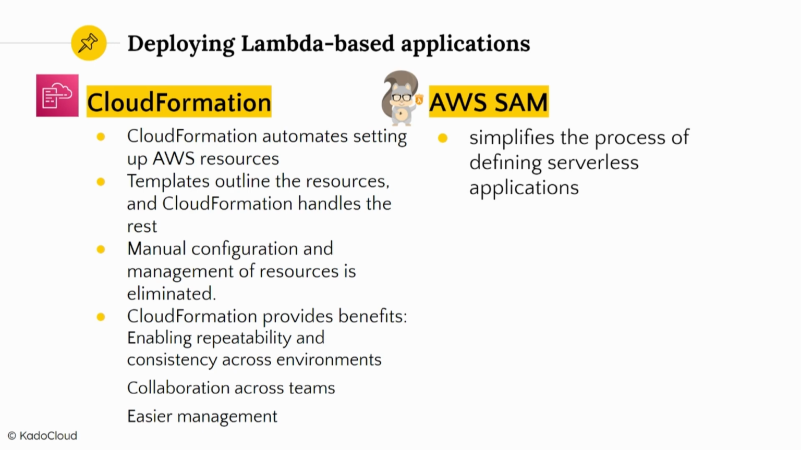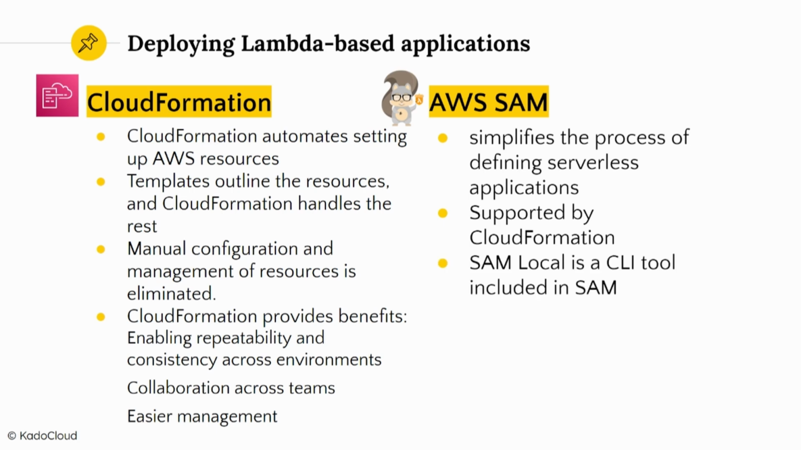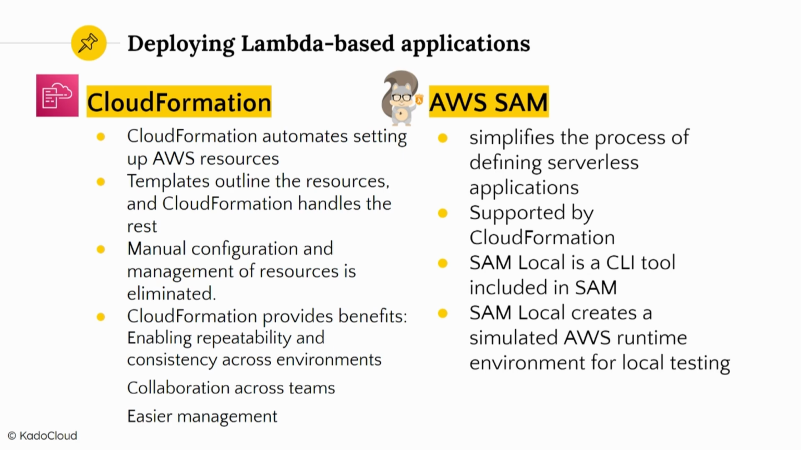The AWS Serverless Application Model simplifies the process of defining serverless applications. It's natively supported by AWS CloudFormation and uses a straightforward syntax to express serverless resources. To deploy your application, create a CloudFormation template that includes the required resources and permissions policies, package the deployment artifacts, and deploy the template. AWS SAM also includes SAM Local, a CLI tool that enables you to develop, test, and analyze your serverless applications locally before uploading them to the Lambda runtime. SAM Local creates a simulated AWS runtime environment for local testing purposes.